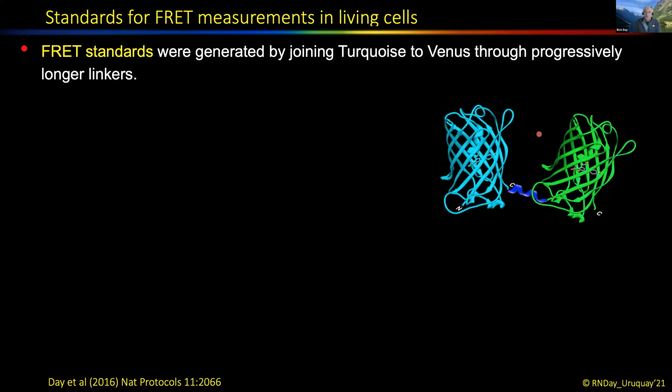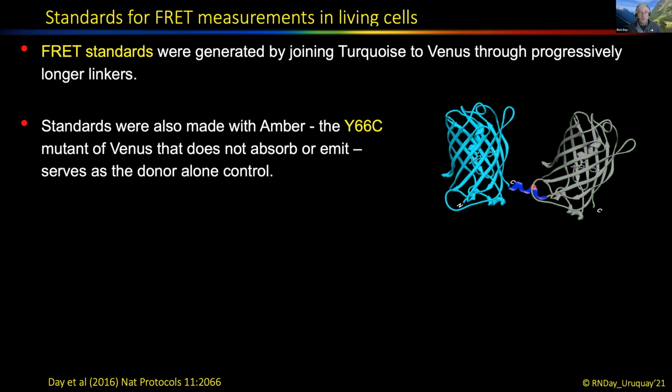So to show you how this works, we adopted an approach that Steve Vogel's group at NIH have used extensively, and that is to generate a series of FRET standards. Our preferred donors are in the turquoise family. We like using Venus as our acceptor. And what we simply did is we took turquoise and Venus and we connected them through progressively longer linkers.